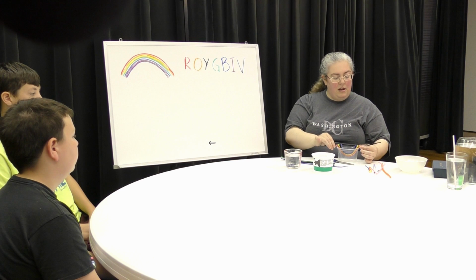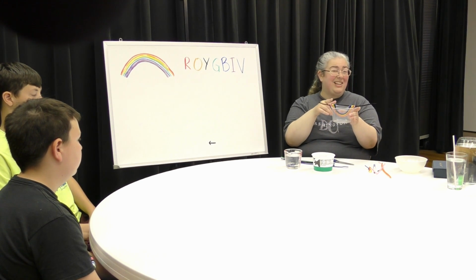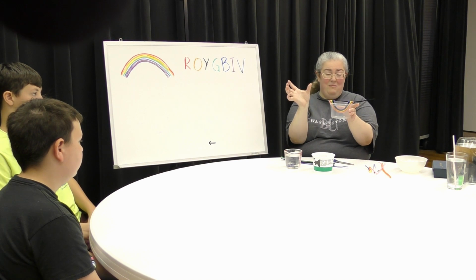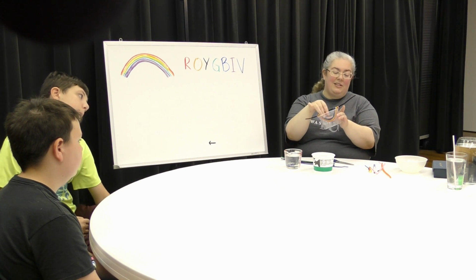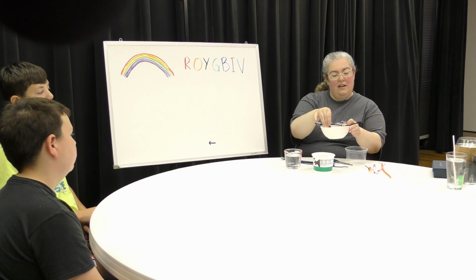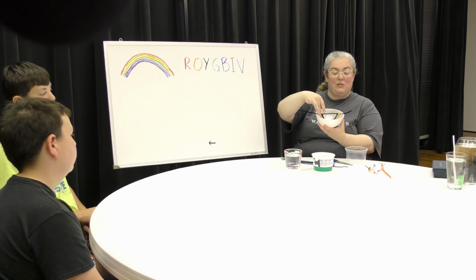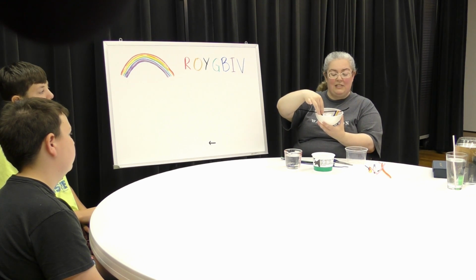You want your rainbow to be able to not touch the sides. So this one's actually a little too narrow. You also don't want it to touch the bottom. So you're going to have to be really careful when you do this, because what we're going to do is form crystals. So this one actually is just pretty much perfect.